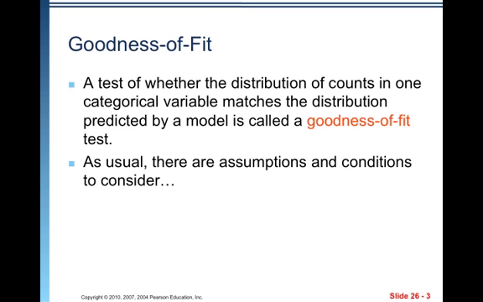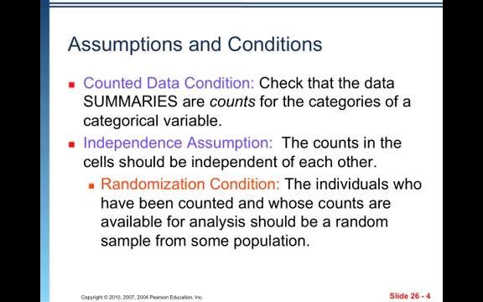Goodness of fit is a test of whether the distribution of counts in one categorical variable matches the distribution predicted by a model. Okay, so there's some model out there, and we want to know whether the data that we actually see, if we summarize our data into counts and look at that distribution, provides evidence against the model. As usual, there are assumptions and conditions that we need to consider.